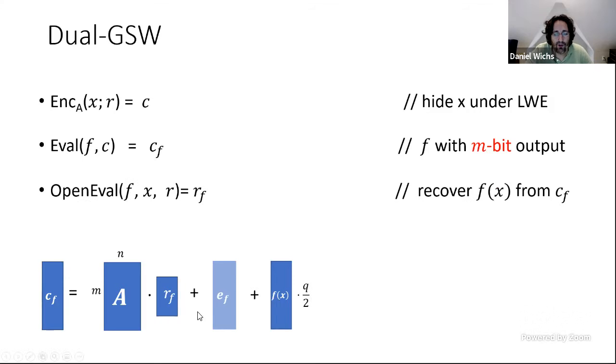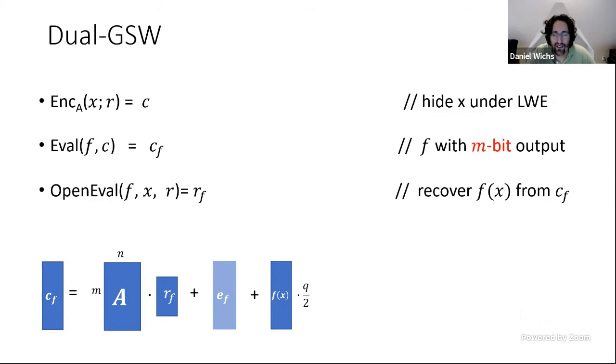Okay, and furthermore, there's an efficient way. If you know the randomness of the encryption, you know the value that was encrypted, and you know the function you're evaluating, there's an efficient way to actually compute what this value R_f is. And what that means is that I can give you this small opening, R sub f, that lets you break apart the ciphertext C sub f and recover f of x. So if I give you R_f, you can subtract out A times R_f from the ciphertext C_f. You get f of x times q over 2 plus the error. And by looking at each entry and seeing if it's closer to 0 or q over 2, you can correct the error and recover f of x.